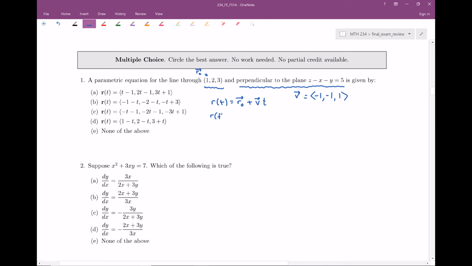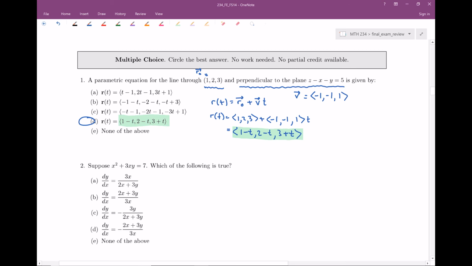So let's put these things together. I'm going to have the vector 1, 2, 3, plus -1, -1, 1 times t, and let's combine these things a little bit. So I'm going to have 1, and then -1 times t, so that's just -t, and then 2, and then -1 times t, so that's just -t, and then 3, and then adding to it 1t, so that's just plus t. Now staring at our choices, it looks like D perfectly matches up with my solution, so I'm going to choose D as my answer in this case.